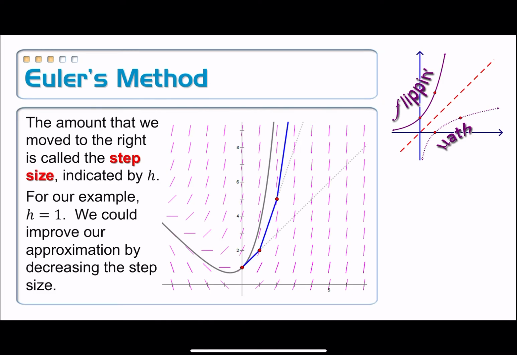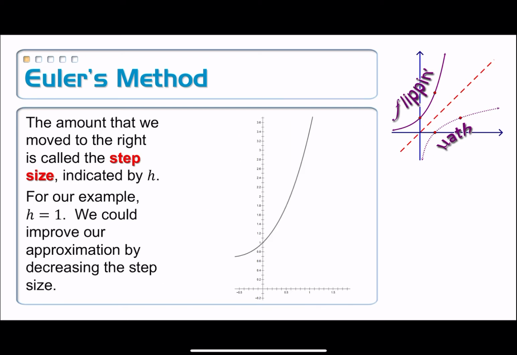The amount that we step to the right is called the step size, and we usually use the letter h for it. It's the same thing as a delta x. It's what your x's are changing by. We could have decreased our step size to get a more accurate picture right here. So here's our step size of 1 for our h. On the AP exam, it's sometimes something like a half. It could be a quarter. It could be 1.